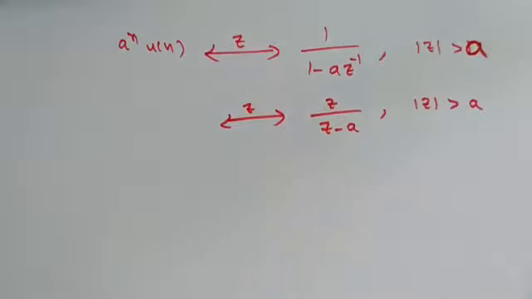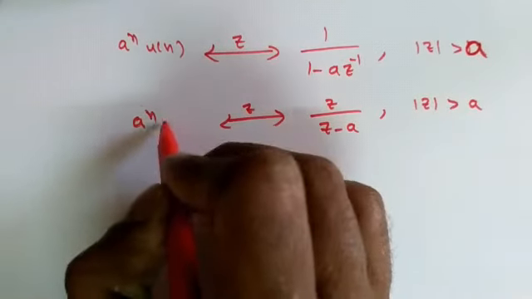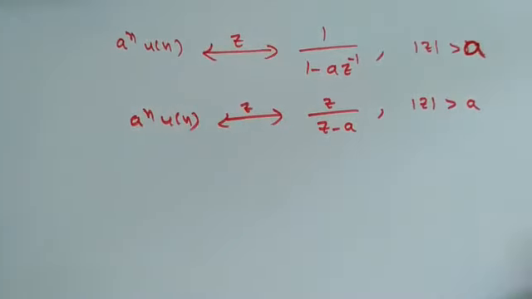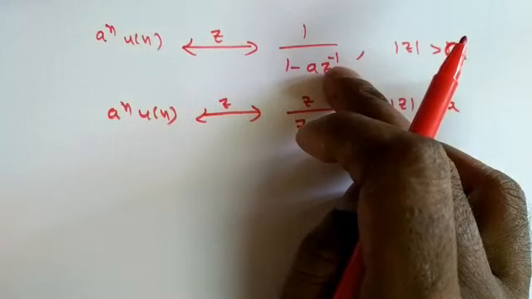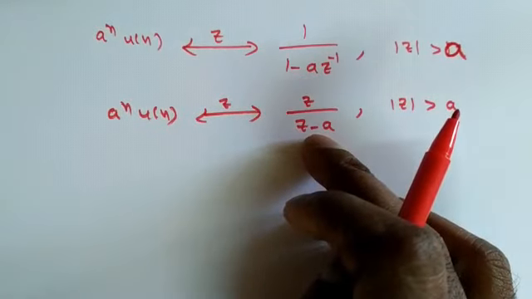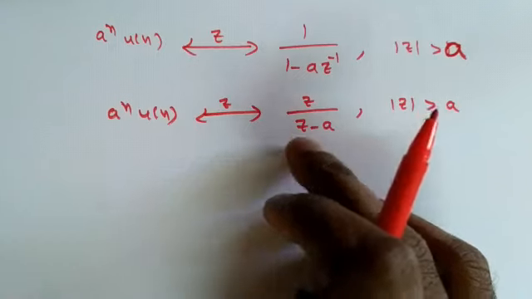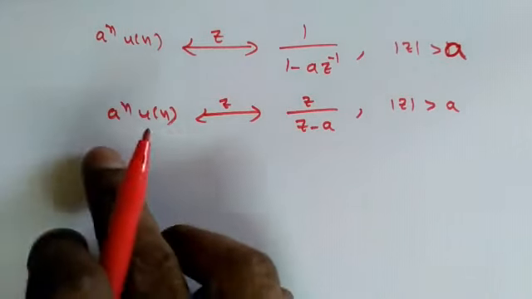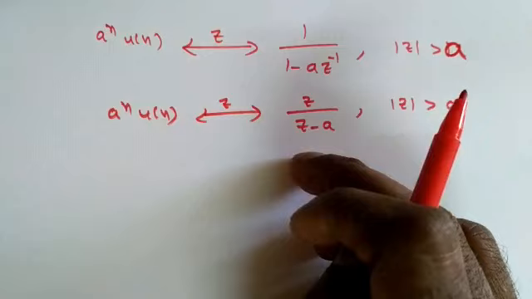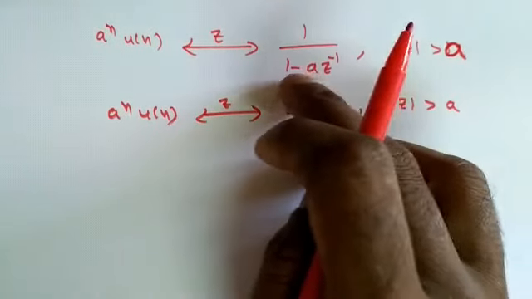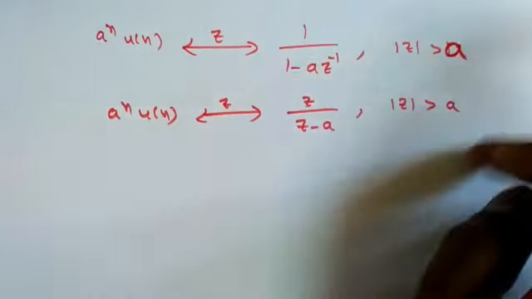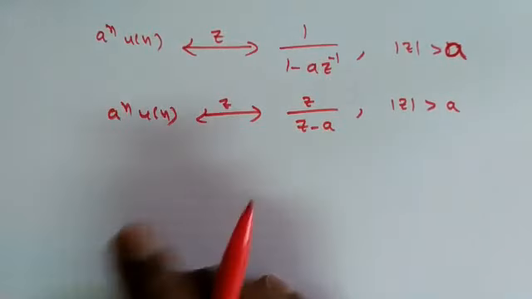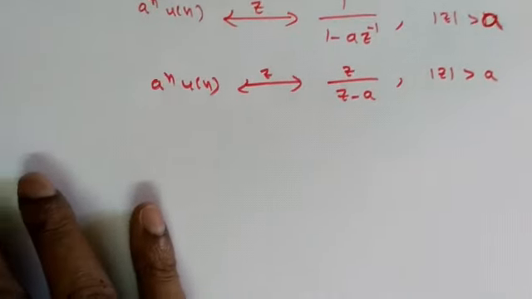So whichever you can remember, if you remember this one, that is okay, and if you can remember this one, that is also okay. According to your convenience, you remember. So a power n u of n means either z by z minus a or 1 by 1 minus a into z inverse, but the ROC will be the same, mod z greater than mod a. So this is about one basic signal.